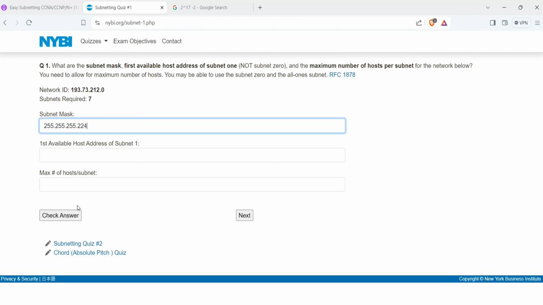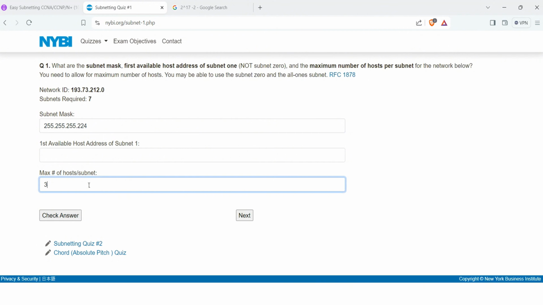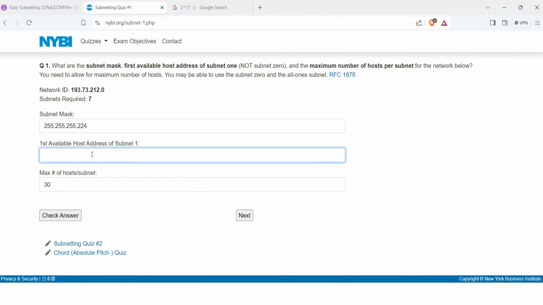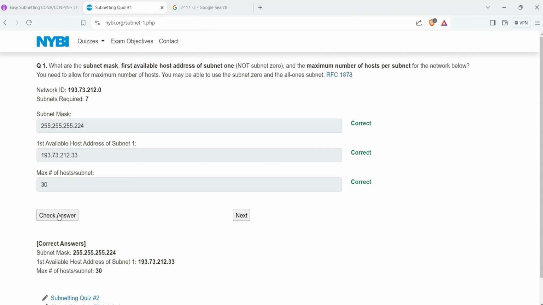I have 5 bits. 2 to the 5 is 32. Minus 2 is 30 hosts per network. The value of the last bit that I borrowed is a 32. So what's after 32? Come on. 33. All right. 193.73.212.33. And check answer. You see that? Look how many we did.